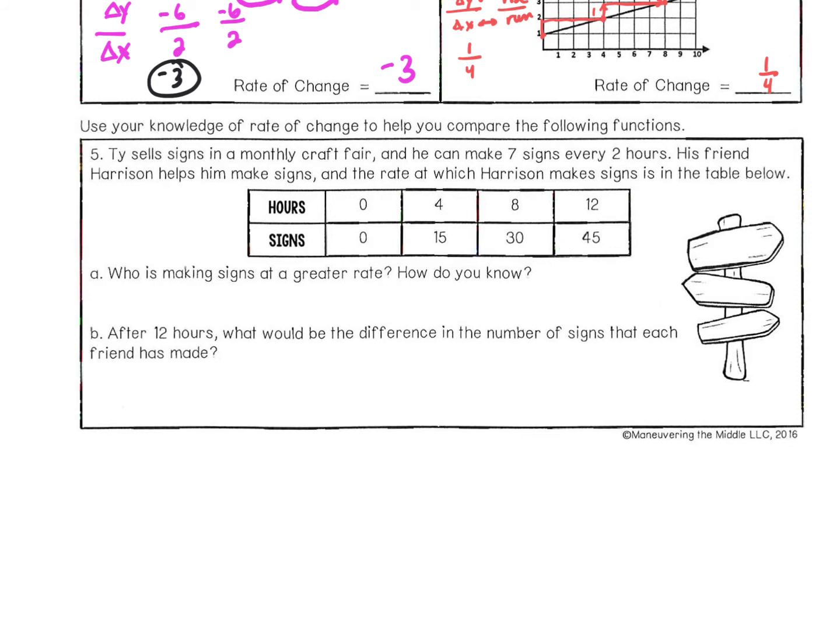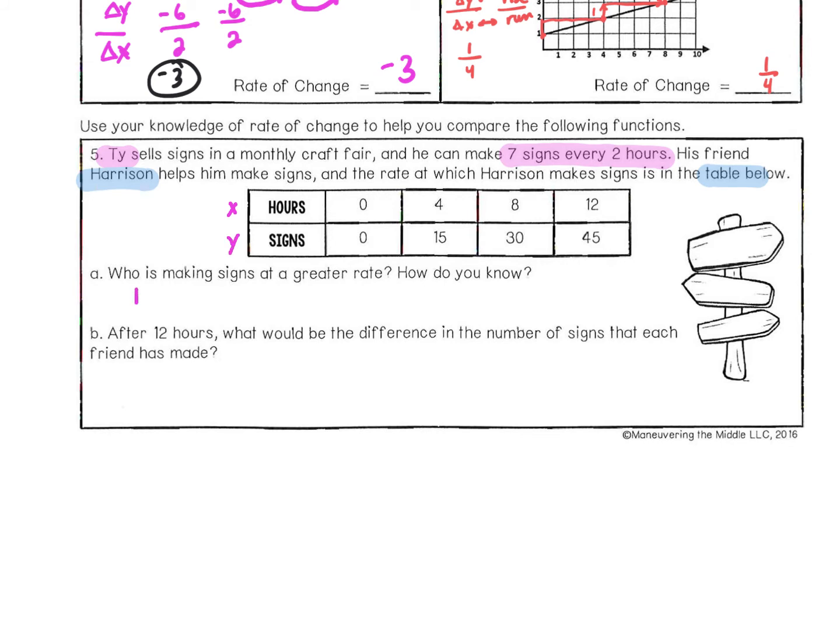So this is important information. I'm going to highlight that Ty makes 7 signs every 2 hours. His friend Harrison, his information is in the table. So the question is, who is making signs at a greater rate, and how do we know? So using the table, hours will be considered X, and the signs will be considered Y.